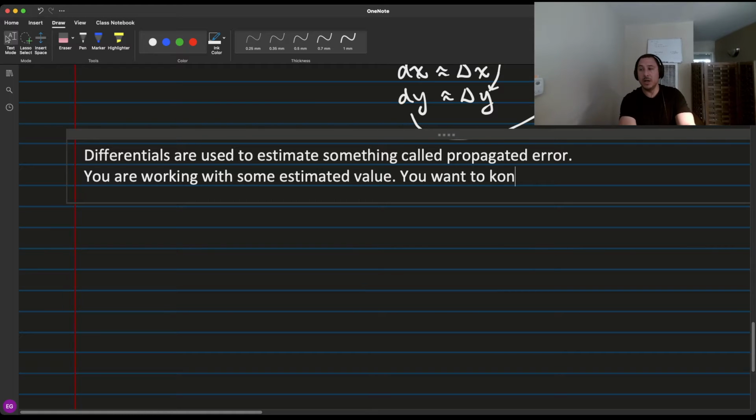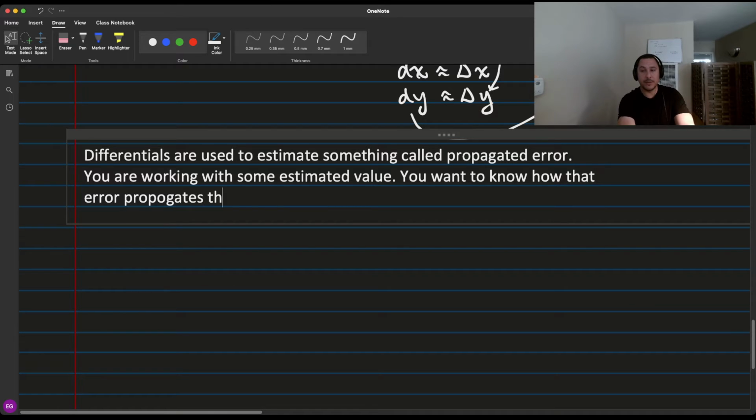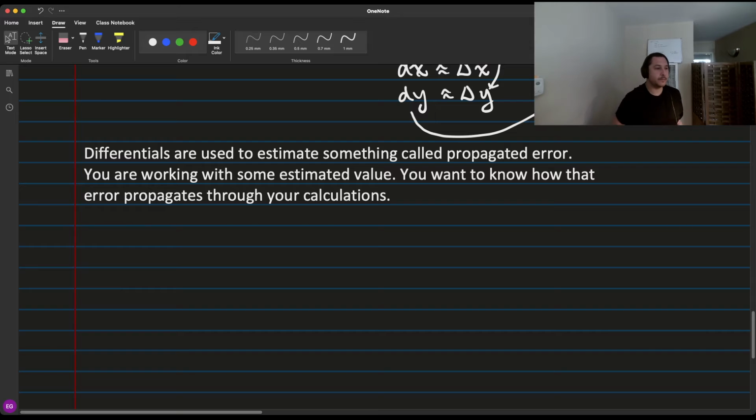You want to know how that error propagates through your calculations. I cannot spell propagates, apparently. Okay, and we're going to explain this with a nice example.